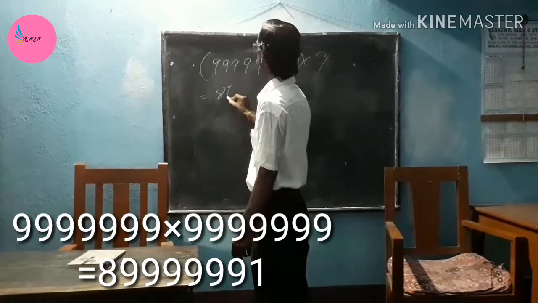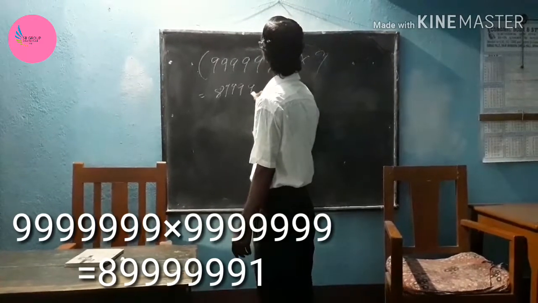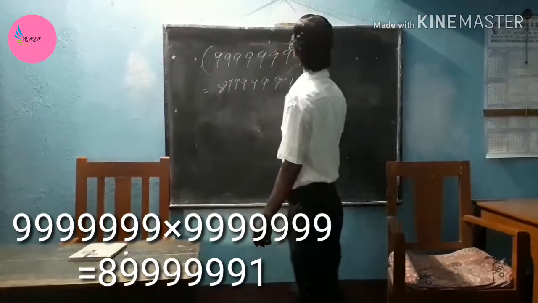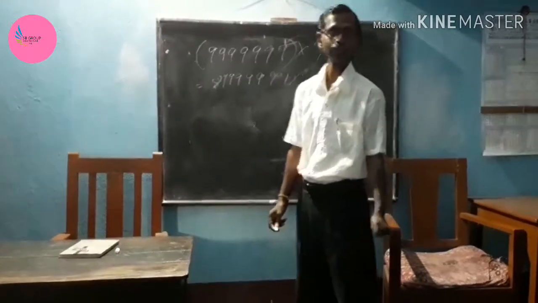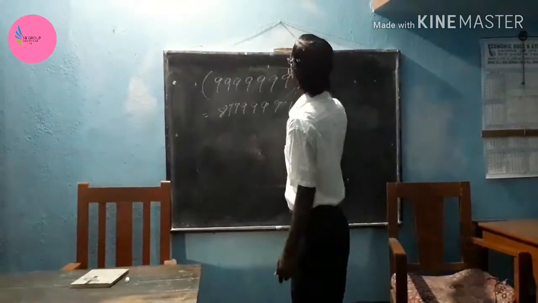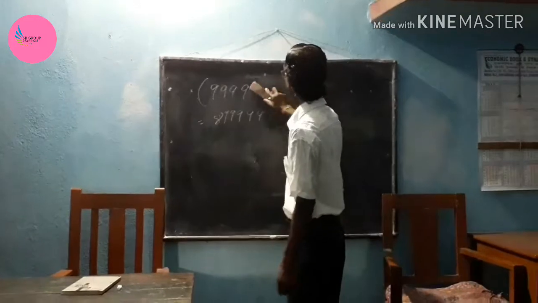So 8, then 6 nines, 1, 2, 3, 4, 5, 6, 6 nines, then 1. So the answer comes out. I think you have understood this a little bit very well. And one next one I'm telling you.